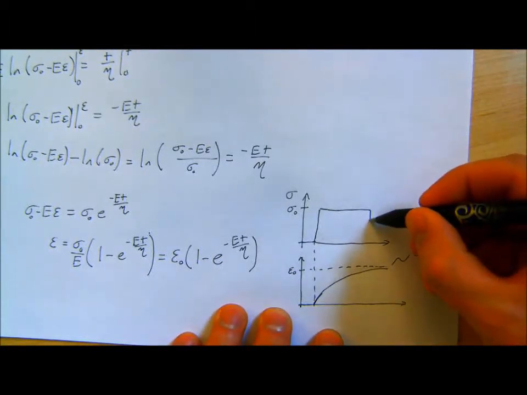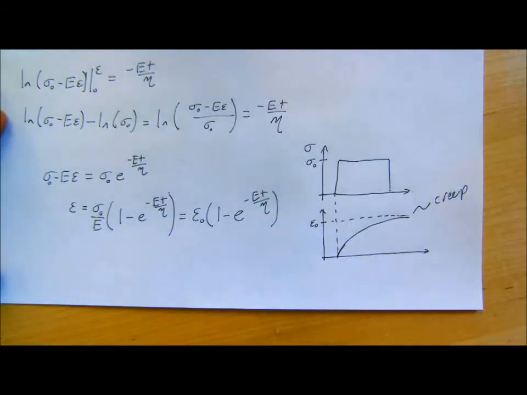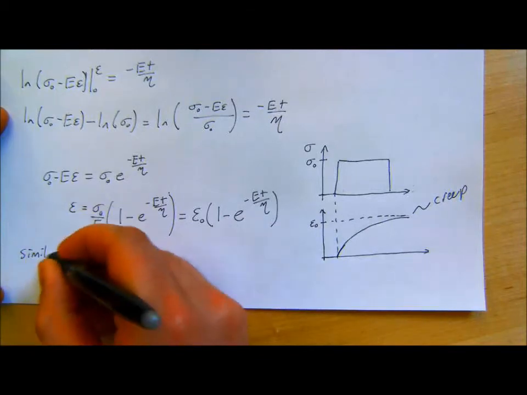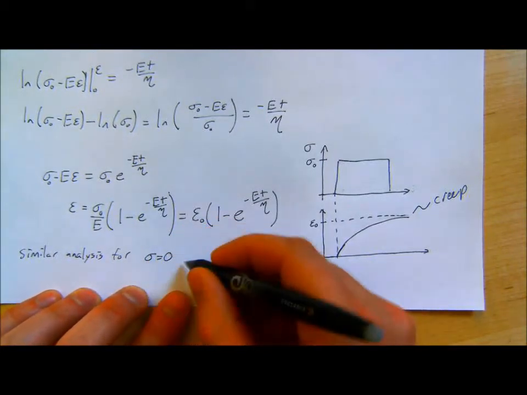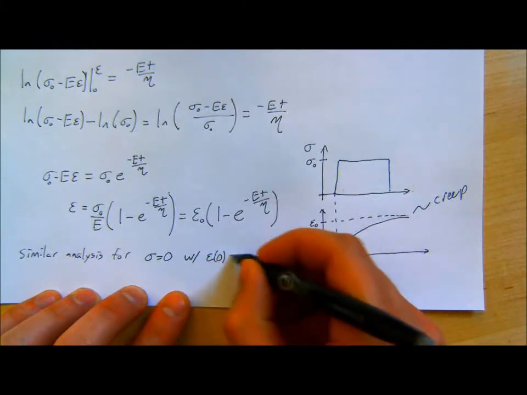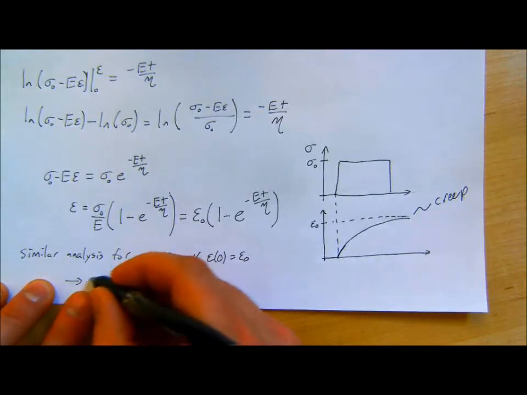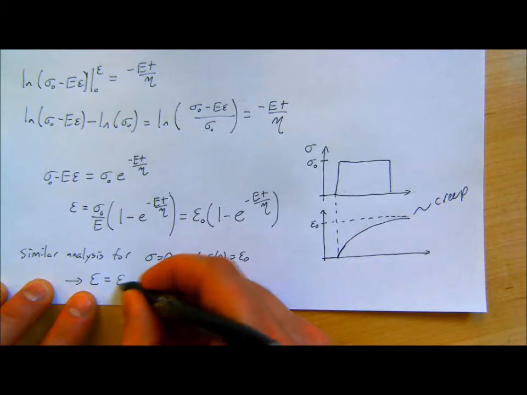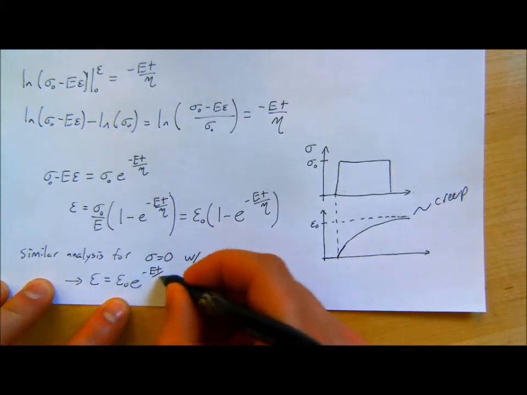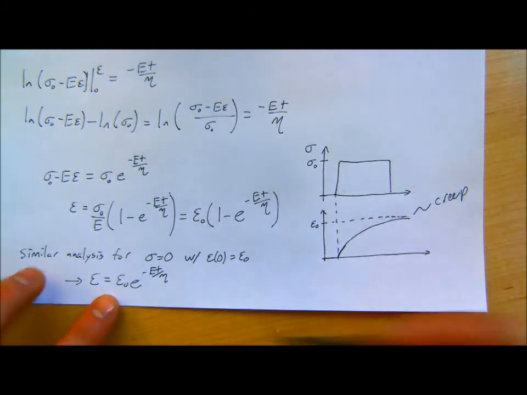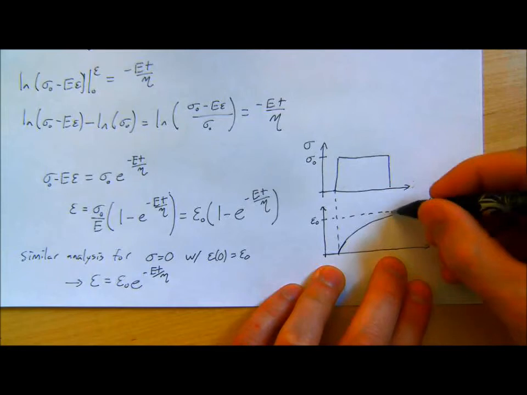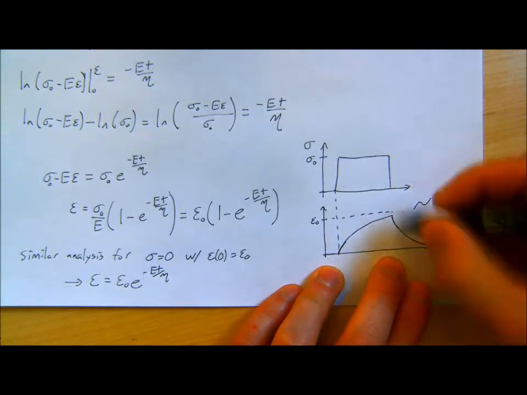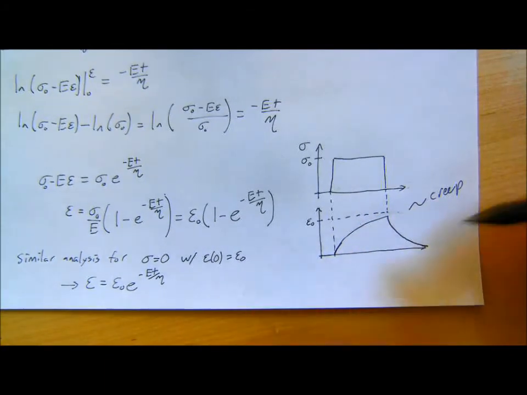If I then release that load, I could do a similar analysis for zero applied stress with some epsilon at time zero equals epsilon naught, and I would get something like epsilon is equal to epsilon naught e to the minus E t over eta, if I went through that same sort of analysis. So the second I release this load, I would get again a similar sort of exponential decay. So this is now a nice simple model for capturing that creep behavior.